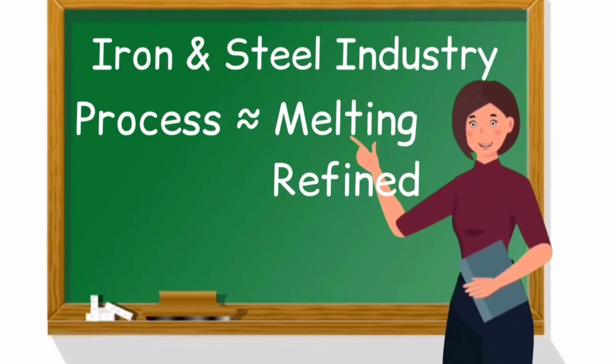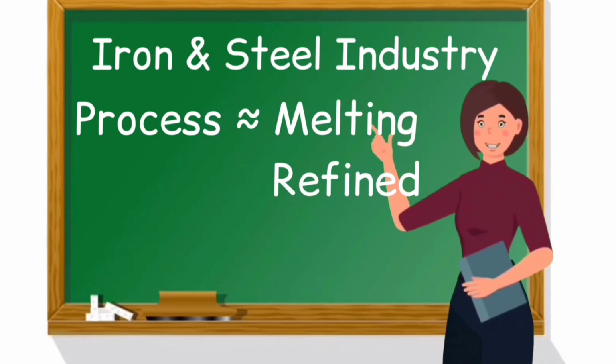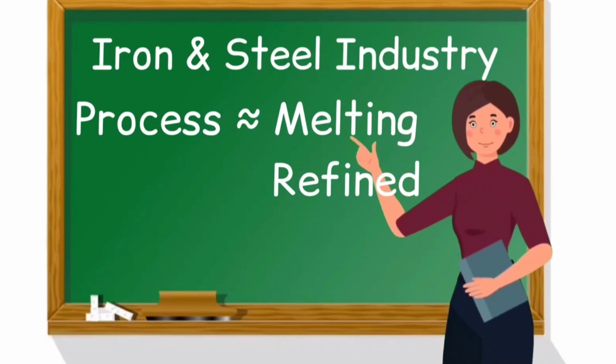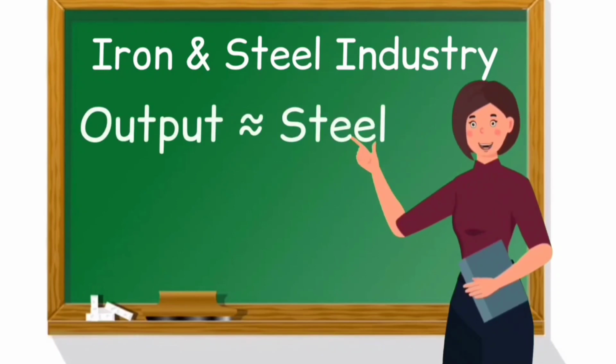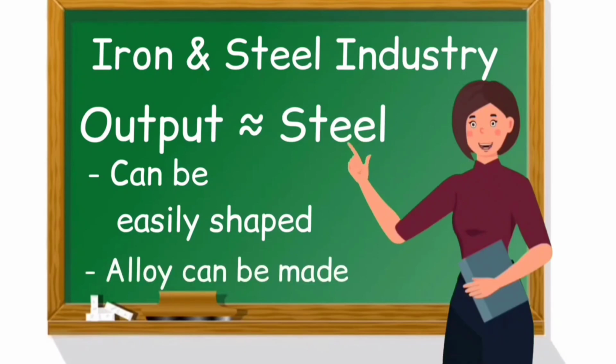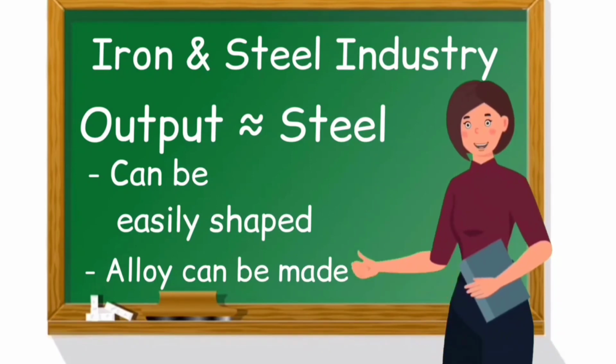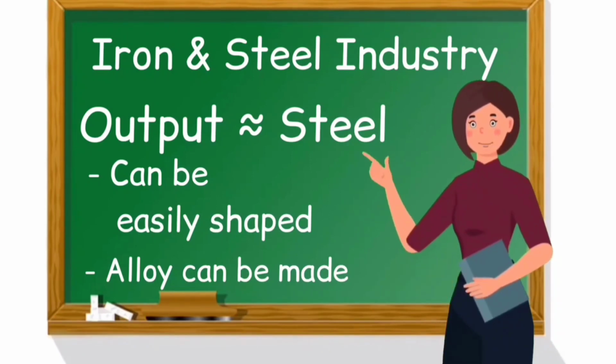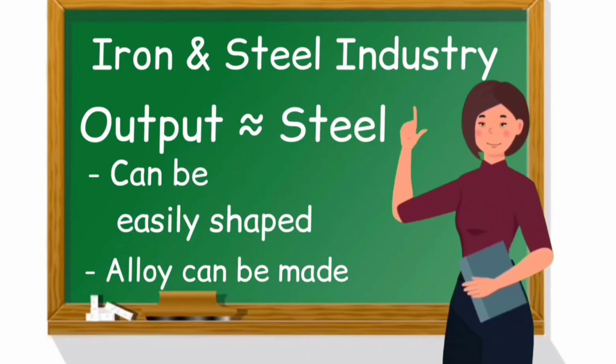The raw material is put in the blast furnace where it undergoes smelting, then it's refined. The output obtained is steel which may be used by other industry as a raw material, right? Steel can be easily shaped, cut, made into wire. Special alloy of steel can be made by adding small amount of other metals such as aluminum, nickel and copper. Alloys give steel unusual hardness, toughness and ability to resist rust.